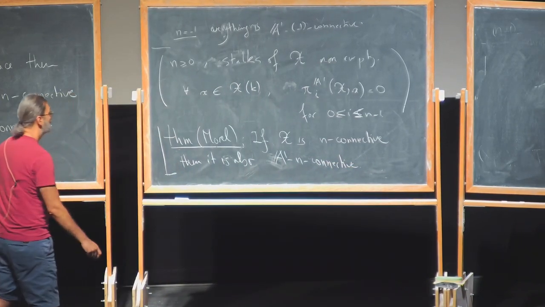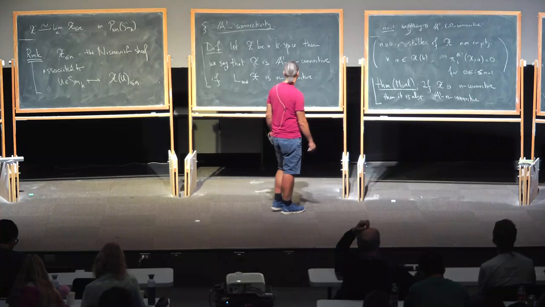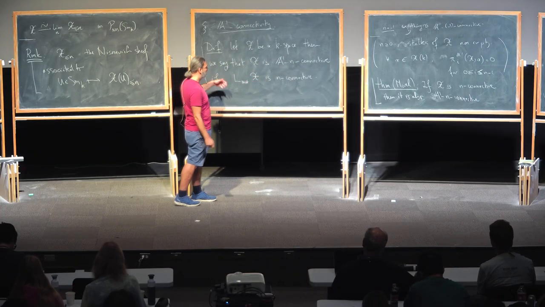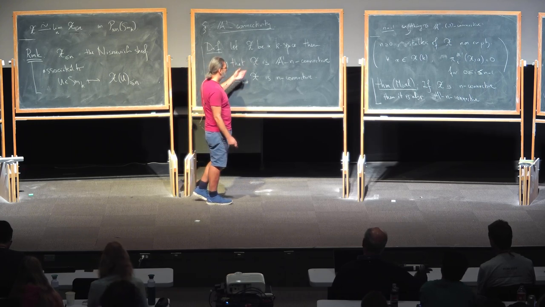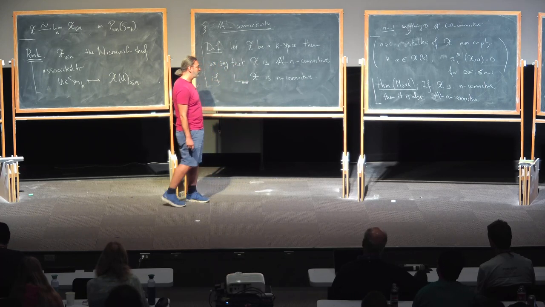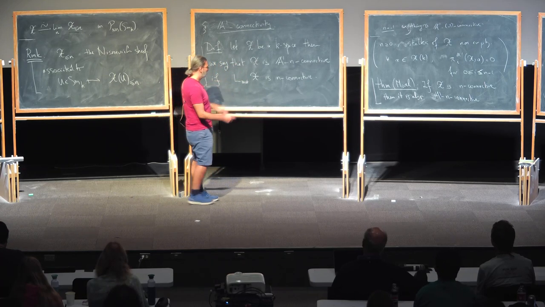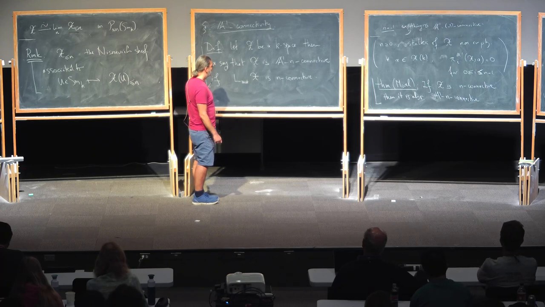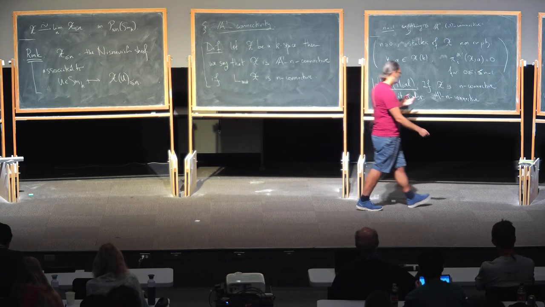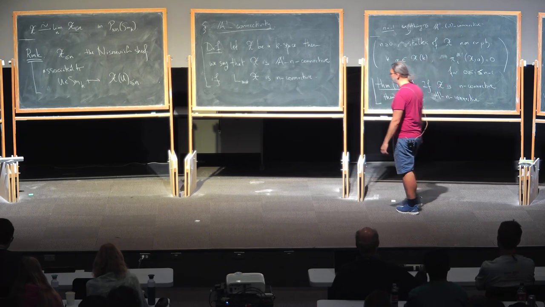So this somehow makes this definition reasonable, because a priori it would be very hard. If you don't know this kind of result, it would be hard to come up with examples of A1 n-connected, because this functor is very mysterious and we don't know what it does a priori. But this theorem tells us that actually this is a reasonable notion.